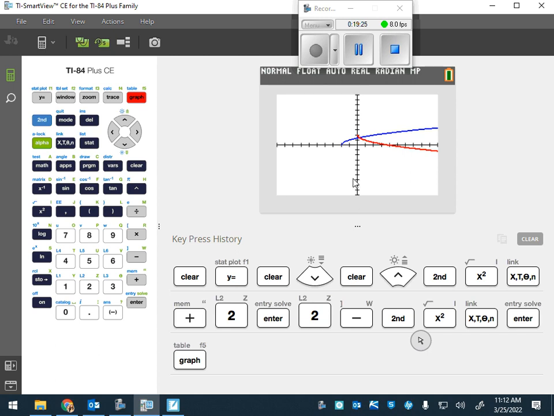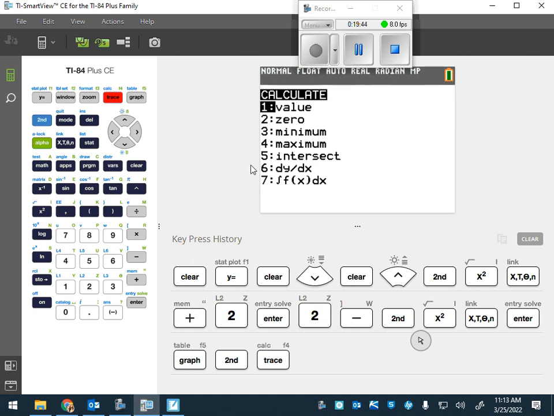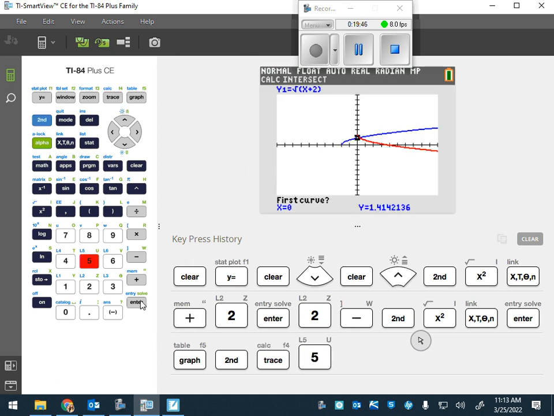So from here, anytime we're looking for a solution in terms of graphs, we're looking for what? The point of intersection. So to find the exact value, if you go to second, trace, number 5, and press enter 3 times. X equals 0.25. Is that what we found? Yeah, we found 1/4. Okay, so this confirms the solution that you found algebraically.